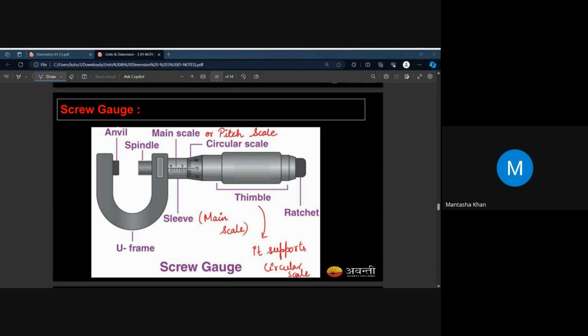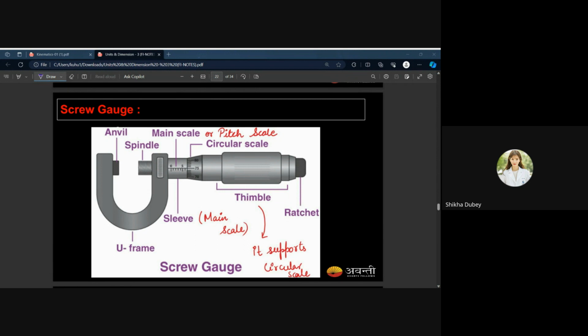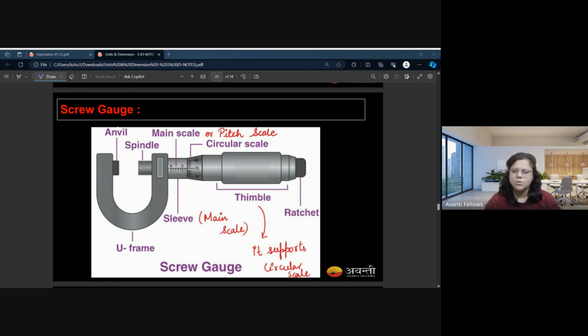Ma'am, to measure the least count like 0.01 centimeter, we can use a vernier caliper, and we cannot measure with a simple or normal scale. Very nice. Shikha, you want to add something? Ma'am, I was saying that the vernier caliper gives a more accurate value than the ordinary scale. Okay. That's nice.